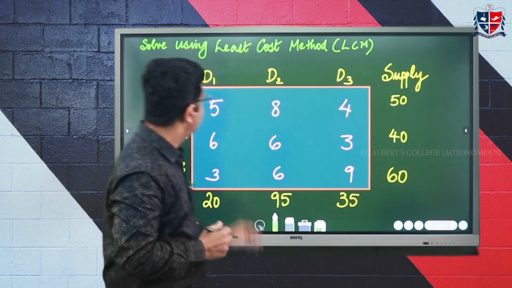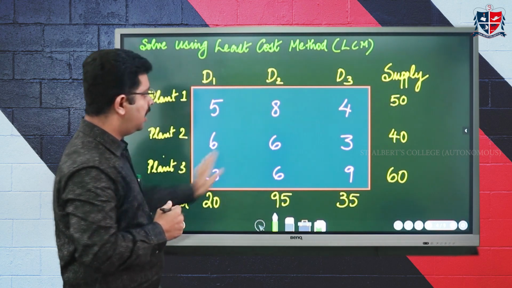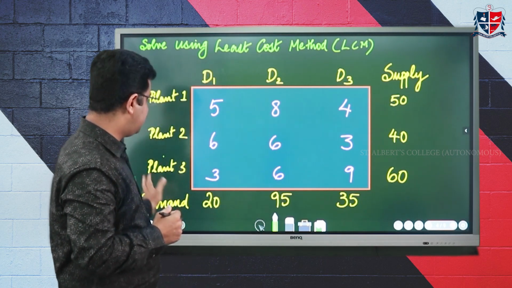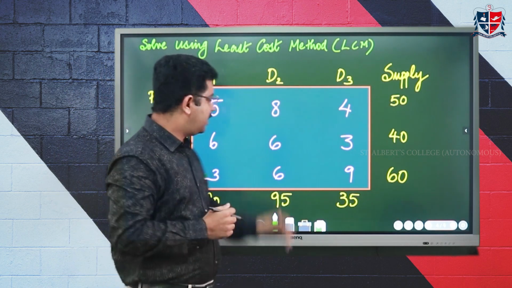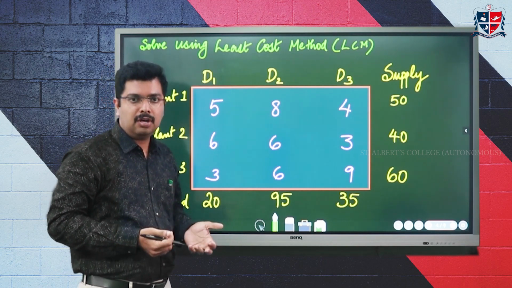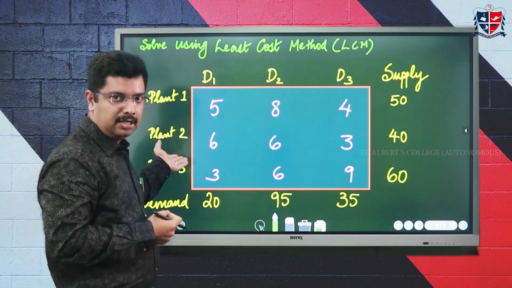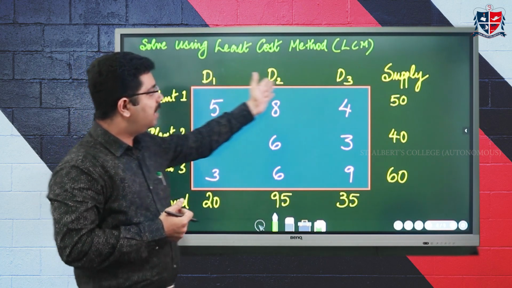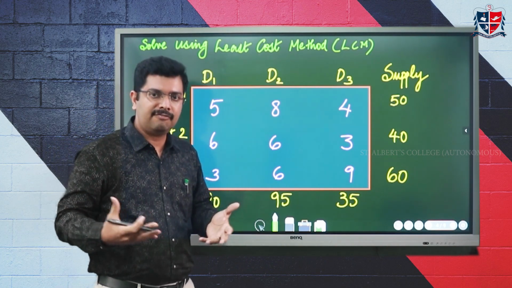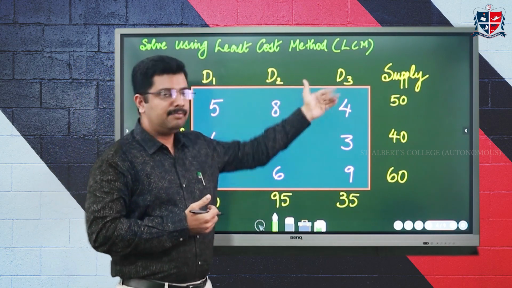Let us look into the question. The question is solved using the least cost method. You are given the demand and supply of three manufacturing units, plant 1, plant 2, plant 3, and three destinations. You can take plant 1, plant 2, and plant 3 to be three different production units of Titan watches. One could be in Bangalore, one in Tamil Nadu, and the other in Gurgaon. The destinations are where the watches from the manufacturing units are being sent: Delhi, Calcutta, and Mumbai.